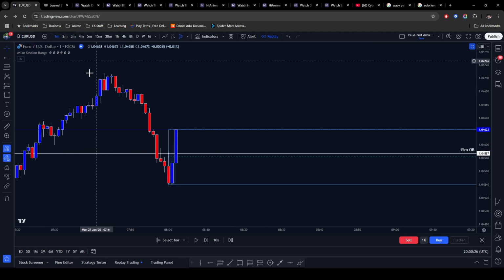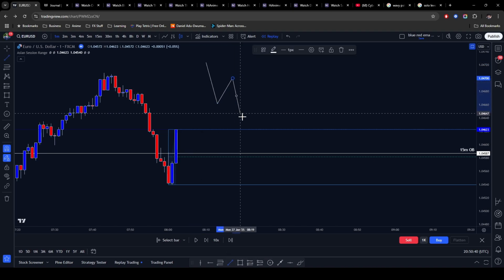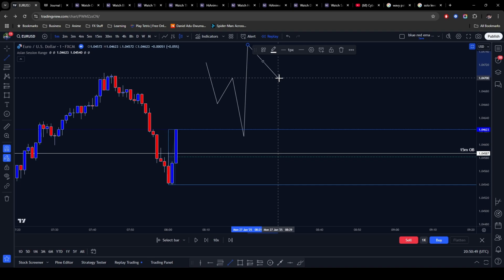So remember, what I'm looking for is something like this. Just to be simple, something like this. Let me do that again. So just as a basis, something like this, right? I got this here, and then I break a structure like this on the 1 minute, and then this level here, something to come back to it, and I would enter there.